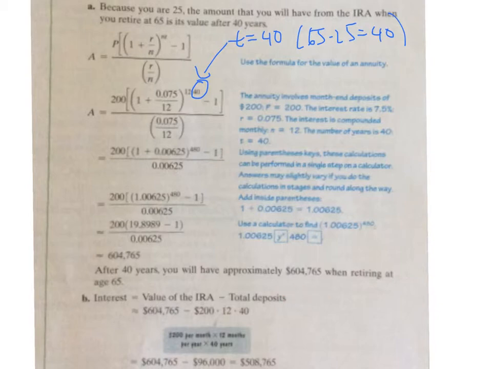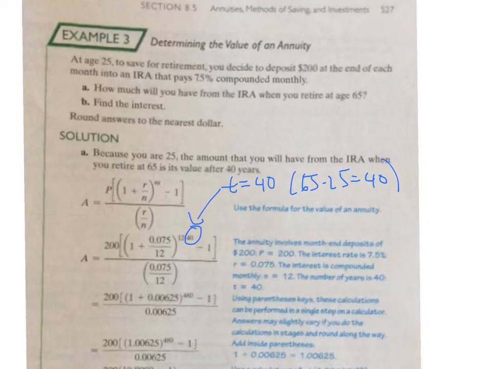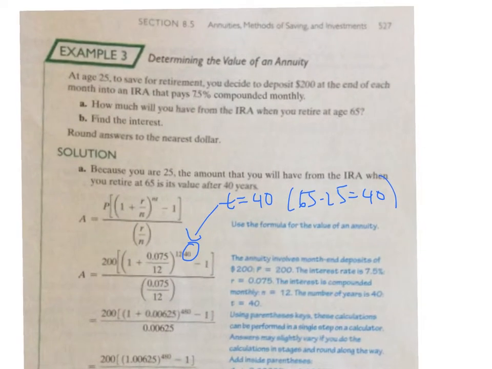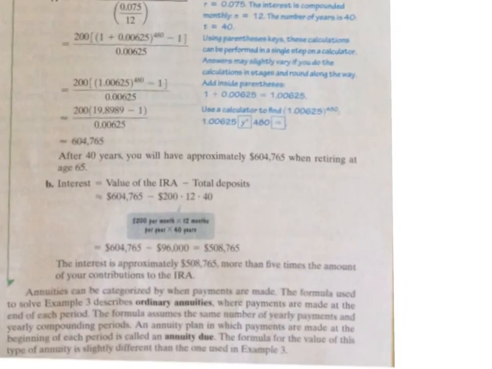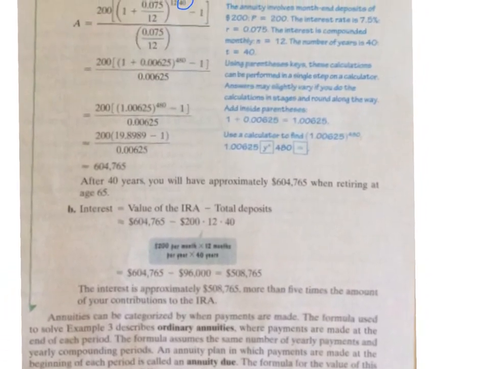And then for your interest, this is the value of the annuity, but you started at $200. But $200 every what? Well, if we just go back up and read what we had: $200 at the end of each month. Well, there's 12 months in a year. So here, that's what we have, 12. So 200 times 12.